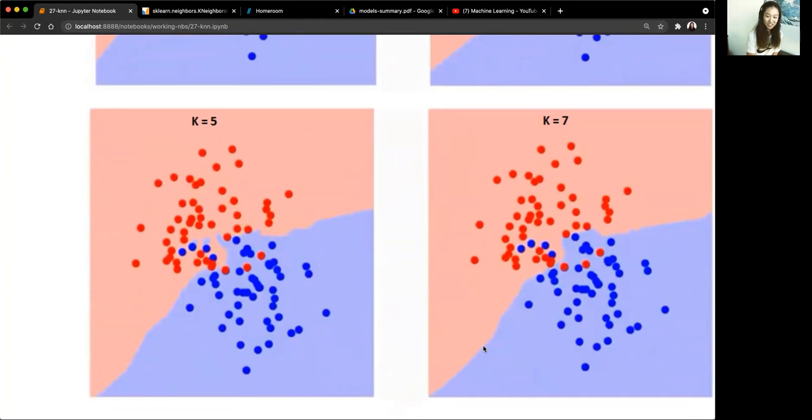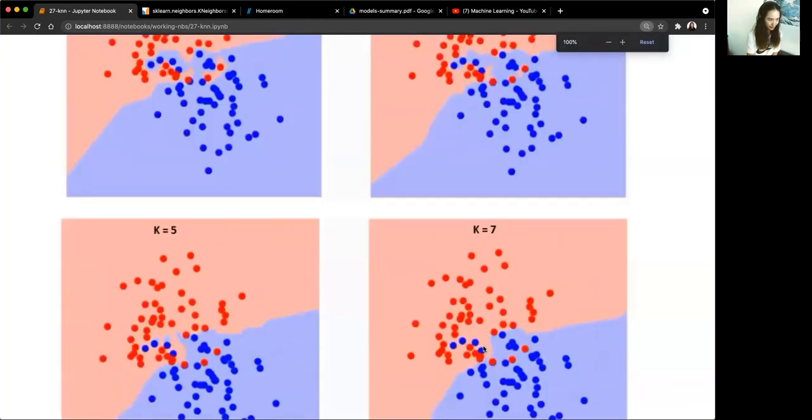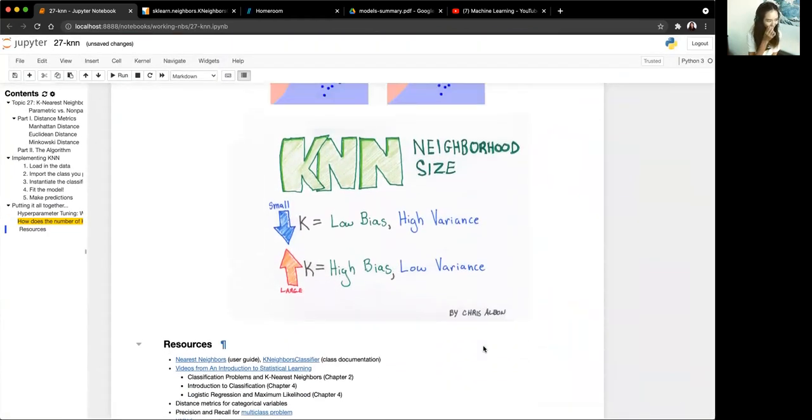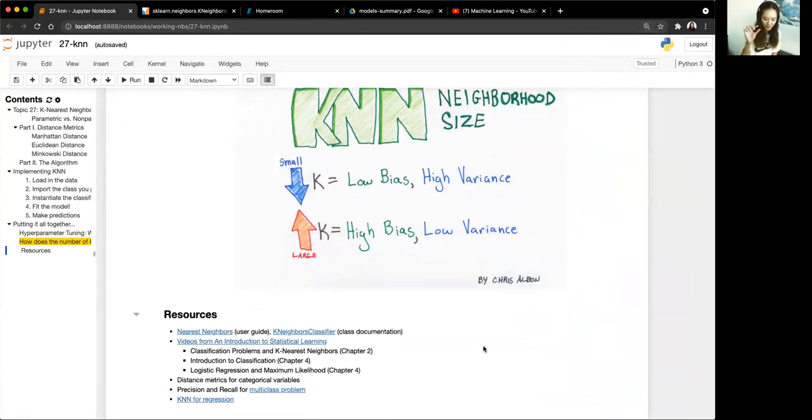And so with smaller values of K, there is the tendency to overfit, which is also exemplified in this diagram over here, where we have small K, low bias, high variance in your potential outcomes or your predictions, because a small value of K is very, very sensitive to changes in the data set.